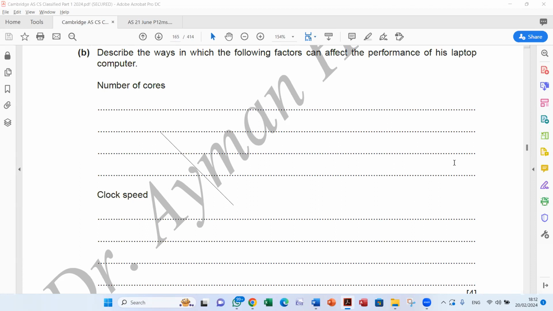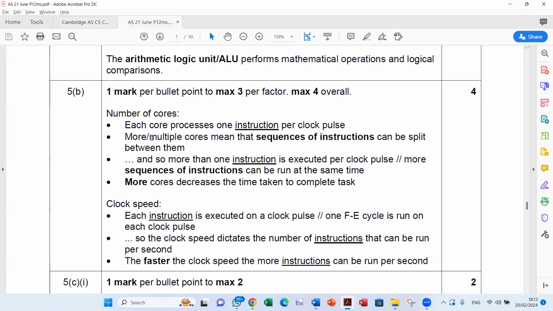Okay, let us do this. Describe the ways in which the following factors can affect the performance of a laptop computer. Number of cores: each core processes one instruction per clock pulse. Multiple cores mean that sequences of instructions can be split between them, so more than one instruction is executed per clock pulse, and more sequences of instructions can be run at the same time. More cores decrease the time taken to complete tasks.